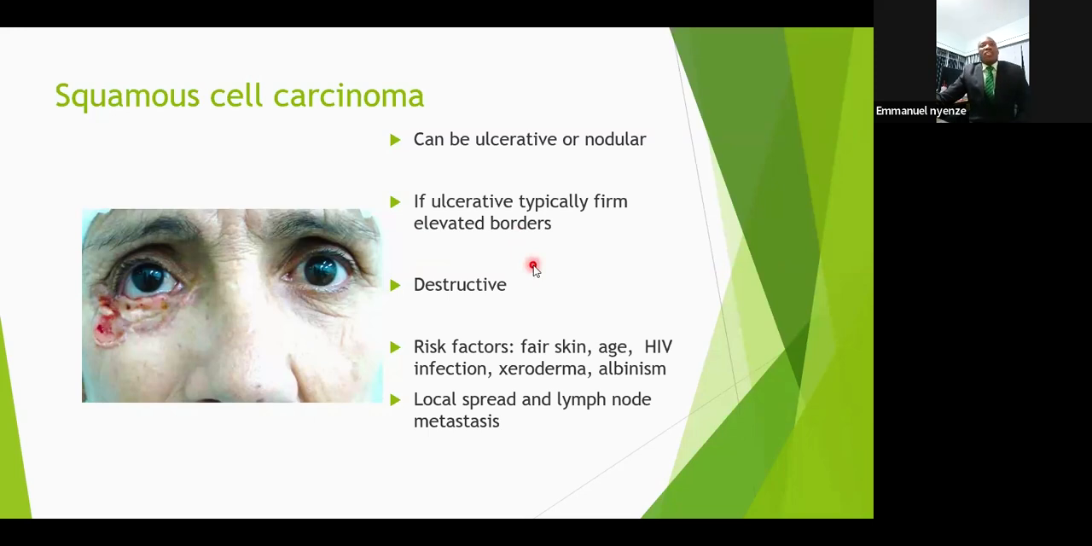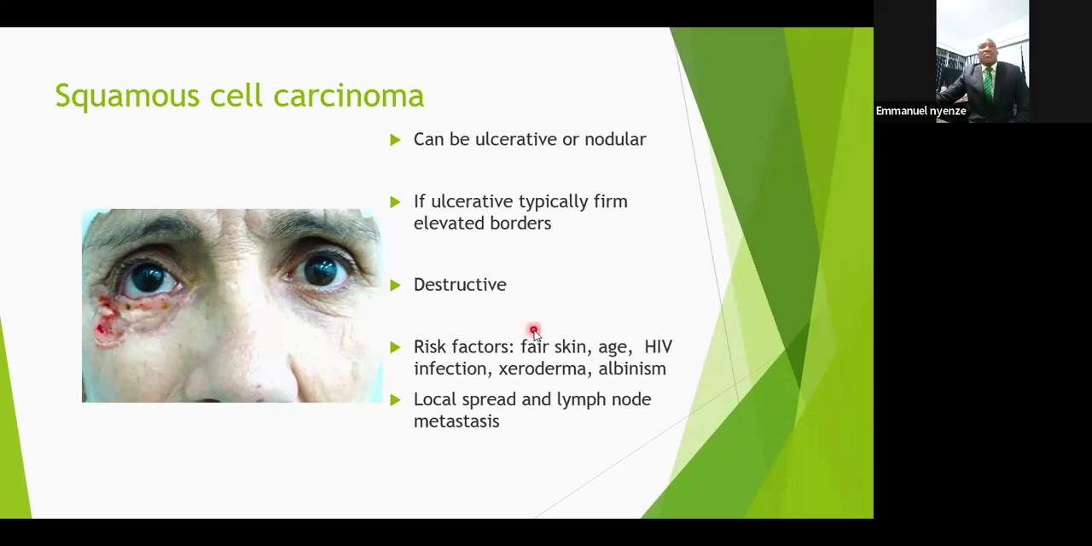Squamous cell carcinoma, as I said, is the most common in the Black populations in Africa. It can be ulcerative or nodular. If it is ulcerative, the borders are usually elevated, but the base is usually red. The lesion is usually very destructive. You can see the destruction of the lid margin and the loss of lashes. That's what I discussed before.